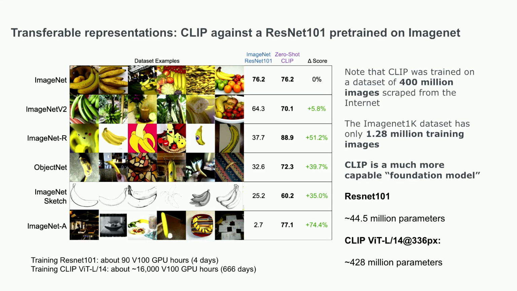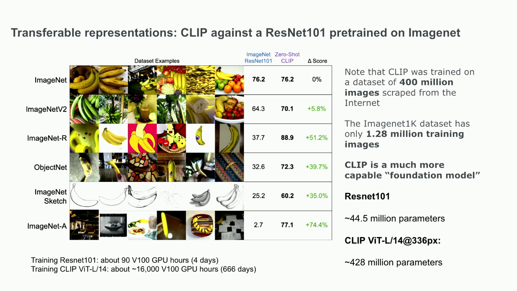So in the paper, they did many comparisons in which they took the CLIP model, trained on the 400 million images that they scraped from the internet, versus a ResNet 101 that was pre-trained only on ImageNet. So if you recall, ImageNet only has about 1 million images.